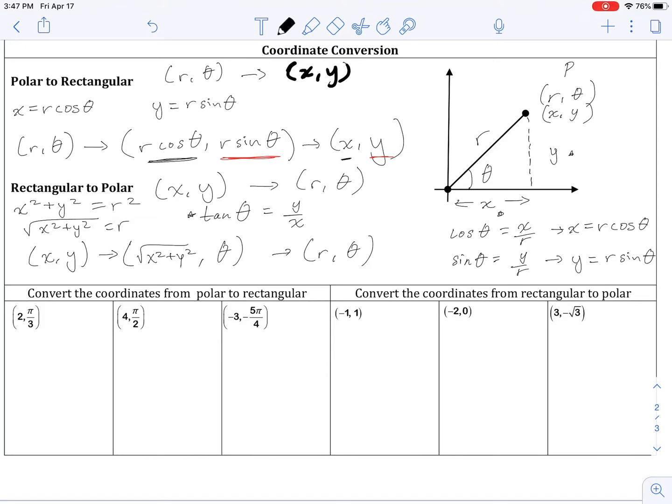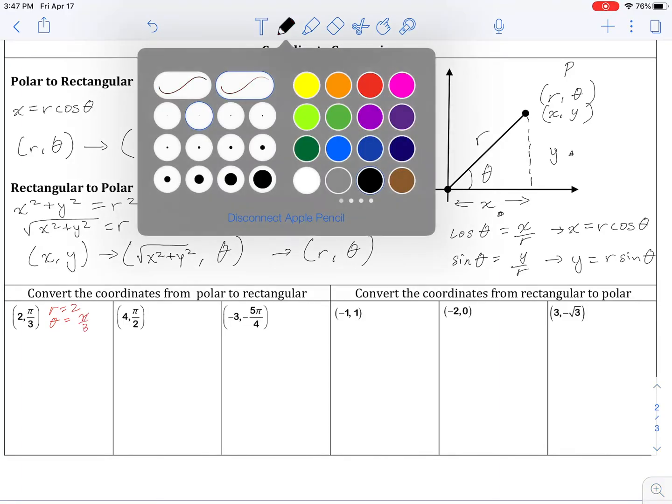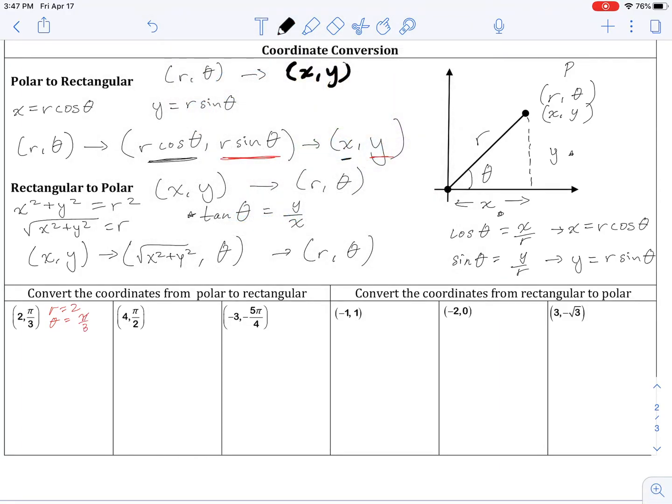So the first three problems here are polar coordinates. They give us our r value. So let me just write this. Our r value is equal to 2, and our theta value is equal to pi over 3. So given this information, what do we know? How can I convert this into x and y? Well, looking back up here at our notes, we know that x is simply going to be equal to r cosine theta. So I'll write it out since it's our first time doing this. X is equal to r cosine theta. That means 2 times the cosine of pi over 3.